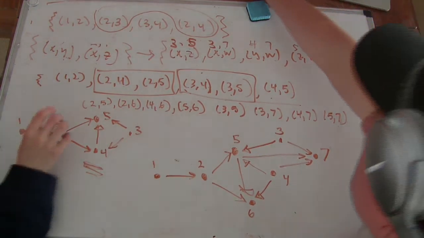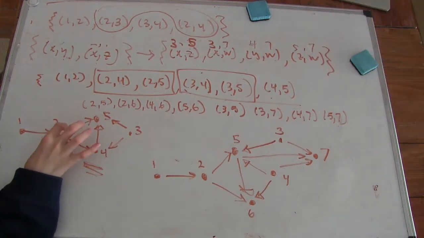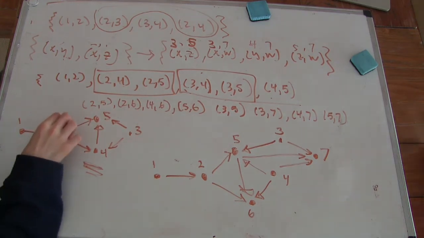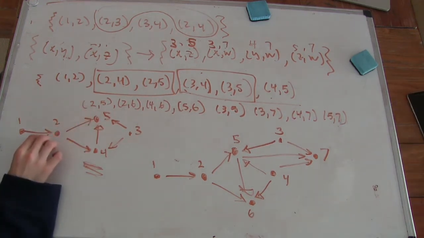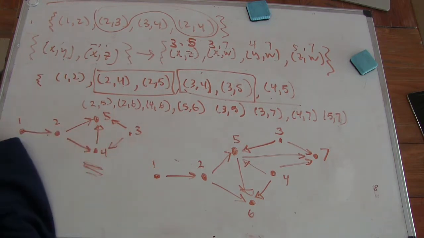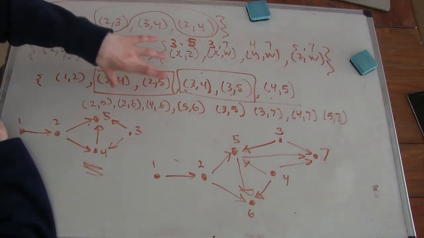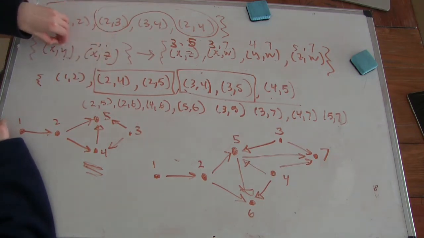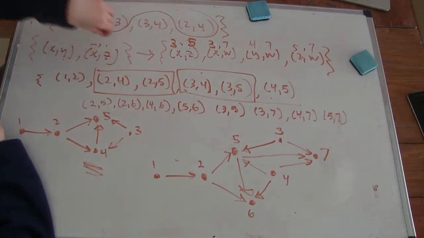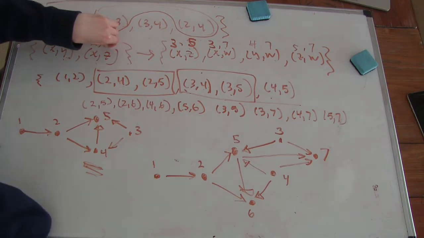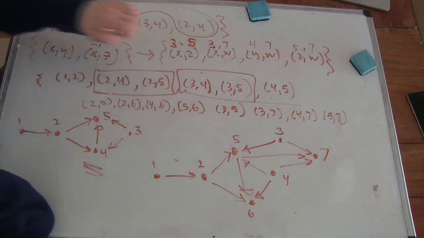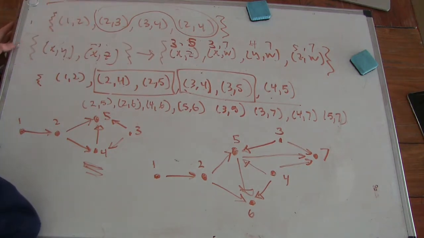So we have two areas that we need to change. We have going from 2, 2 goes to 4 and 5. So we took this set, and x became 2, y became 4, z became 5, and we got this set, and we made the new point w was 6.